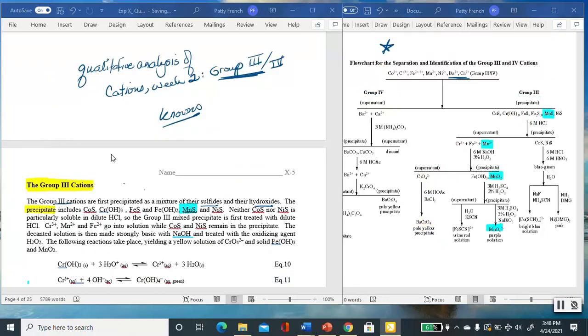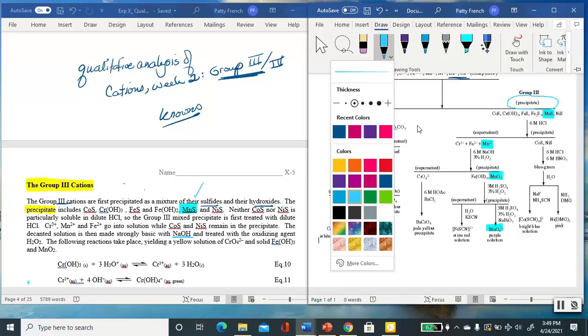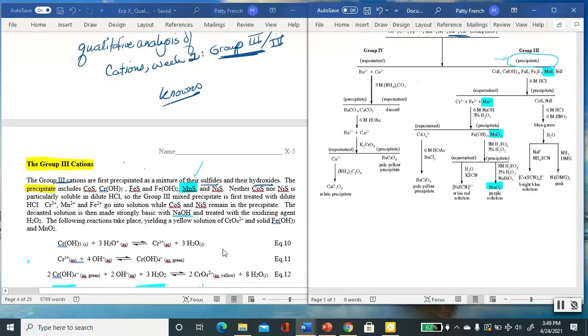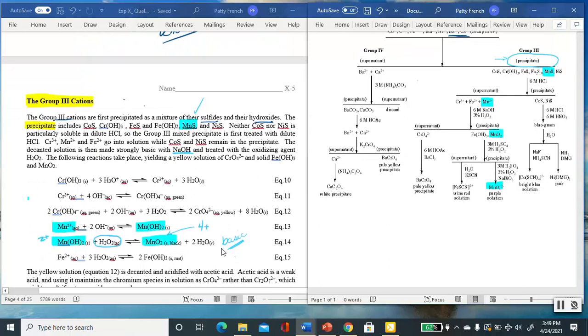The next cation we're going to follow is manganese, and the manganese is manganese 2 sulfide right after we precipitate it from the group 4. So let's follow what happens to this manganese 2 sulfide. Well, the first thing, if you look back and forth here, is that we're going to acidify this manganese 2 sulfide. And when we acidify it, we're going to release the manganese from the compound.